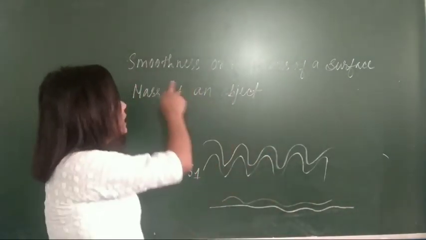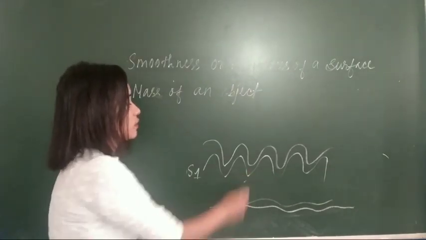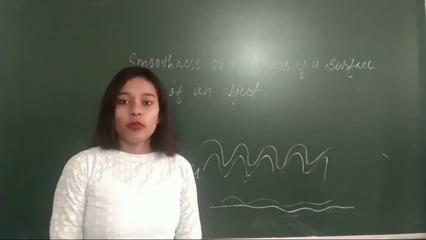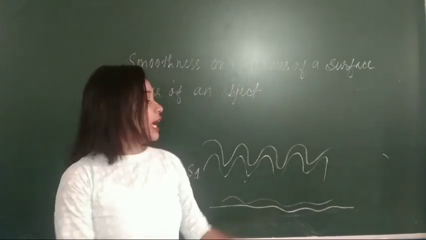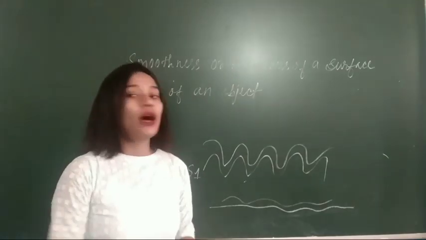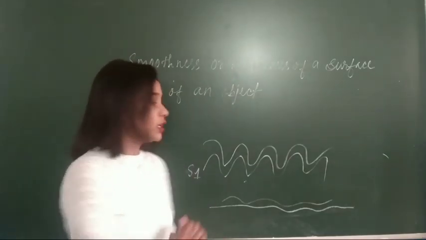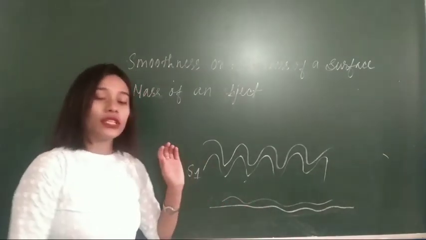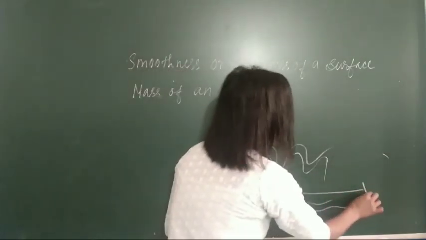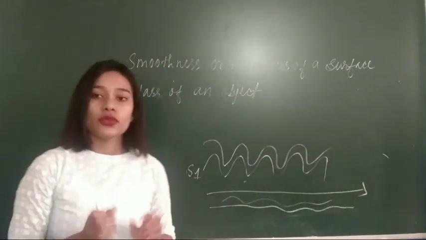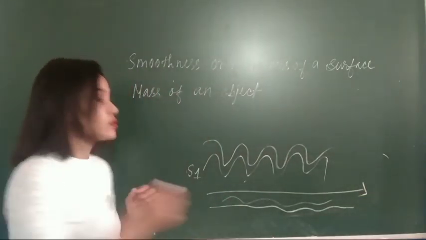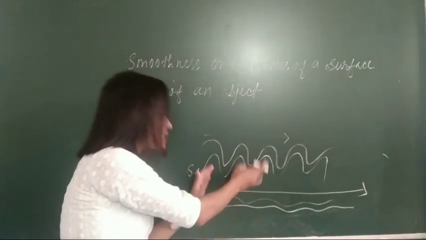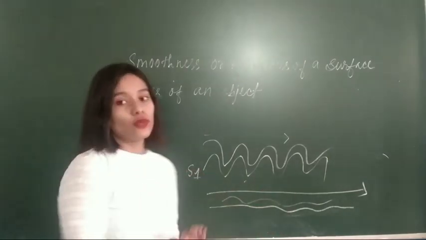On the other hand, if the surface is rough like this, what happens? There will be more irregularities. Let me give you one example. You push a ball on the ground, and you push the same ball on a marble floor. On the marble floor the ball will move fast. If you push a ball on a marble floor with the same force, it will go a very long distance. On the other hand, if you push the same ball on the ground with the same force, it will go a very short distance. Why? Because the irregularities are more as compared to a smooth surface.